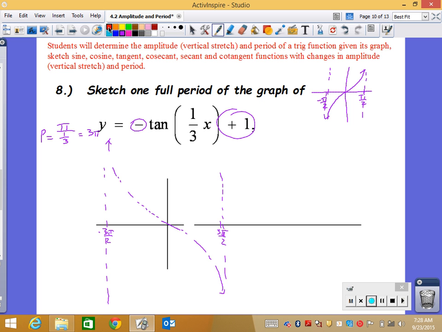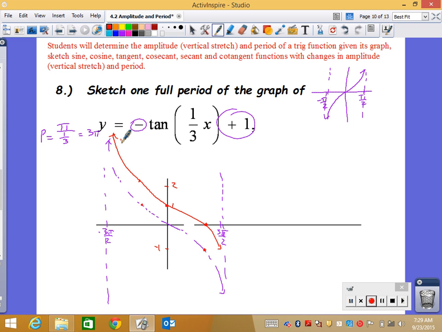So if we remember back to when we defined tangent, there's a point at 1 here, which was originally pi/4. However, that's going to be changed now. I don't remember off the top of my head. However, there's these points at -1 and +1. Those are just going to be moved up to 2 and then to 0. So this one gets moved up to 2, and then my origin gets moved up to 1. And then we just connect the dots again. And that's one full cycle of this negative tangent 1/3 x plus 1.